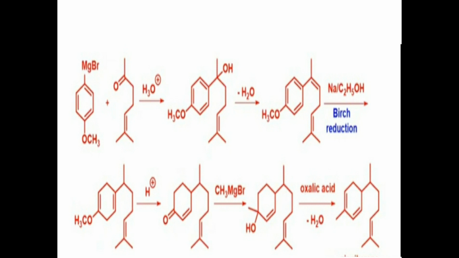Synthesis of zingiberene is carried out from paramethoxyphenyl magnesium bromide and 2-methyl 2-pentyl methyl ketone. This is a Grignard reaction.